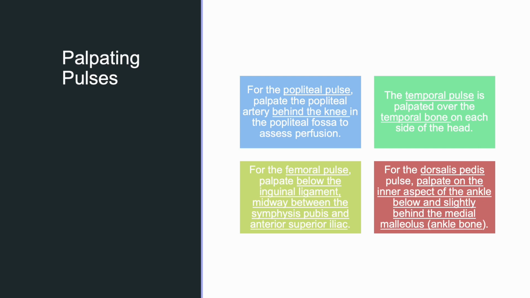Okay, let's talk pulses. Bottom line, you need to know where the pulses are. You need to know the popliteal pulse is behind the knee. You need to know the temporal pulse is over the temporal bone. Period, point, paragraph. Memorize them. Put them on note cards. You're going to need to know this for the rest of your career. All right, next slide.